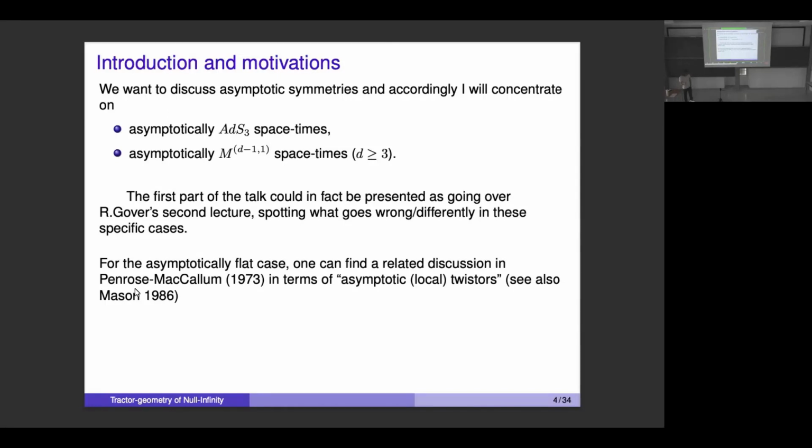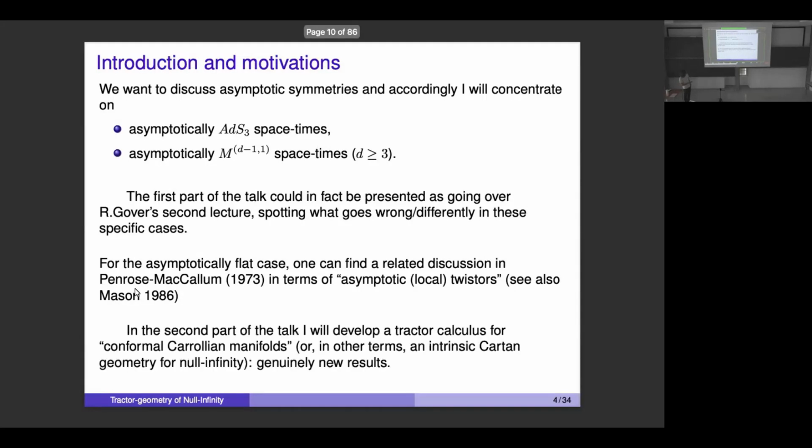And I think Rod Gover's lecture showed that indeed you can do much more; the tractor formalism is much more mature in this sense. Okay, but anyway, you might argue that what I'm going to say in the first part of this talk, if you know all this literature by heart, is in some sense already hidden there. But in the second part of the talk, I'm going to develop tractor calculus in a fully invariant way at null-infinity, so in an intrinsic way. And for sure, nobody would argue that these are not genuinely new results.